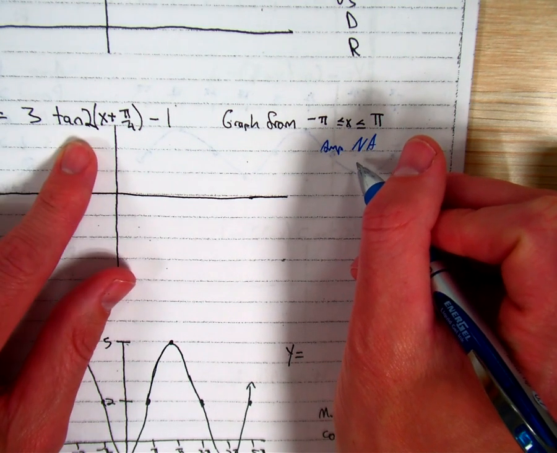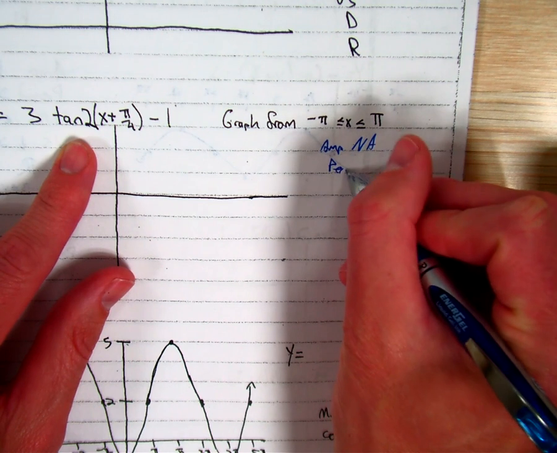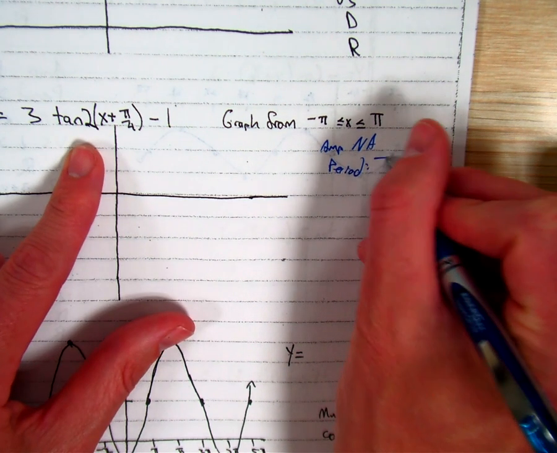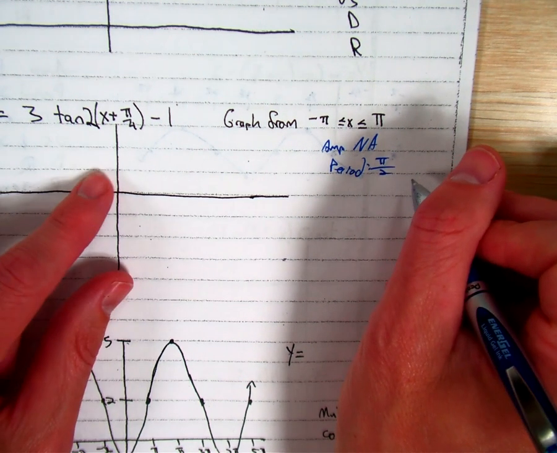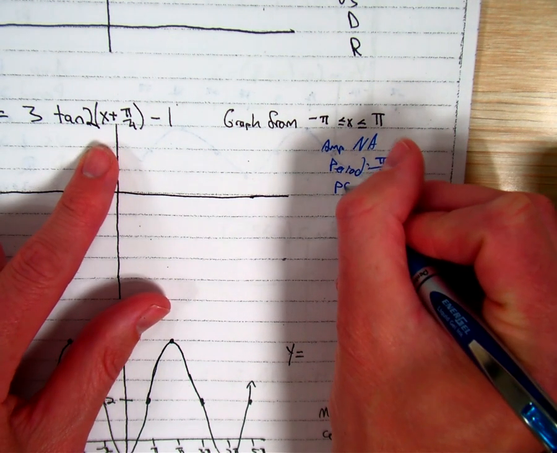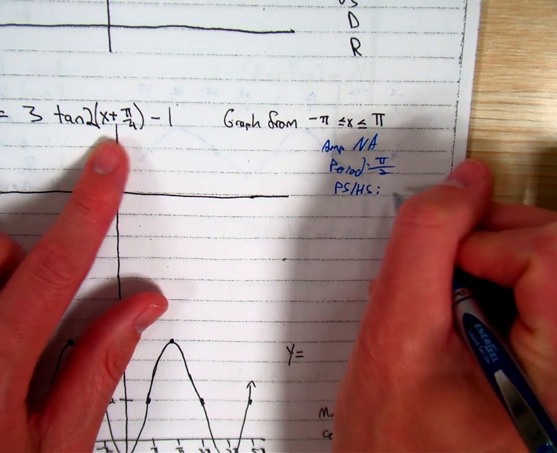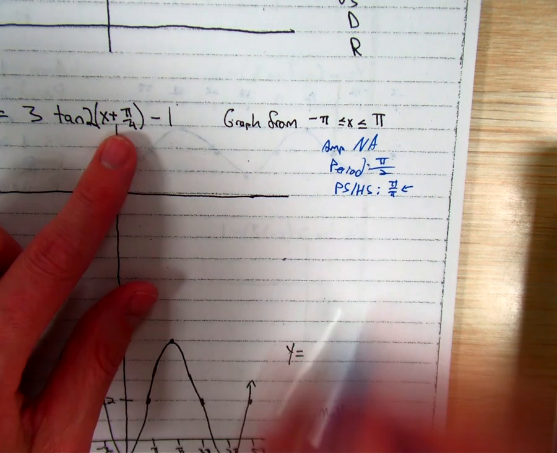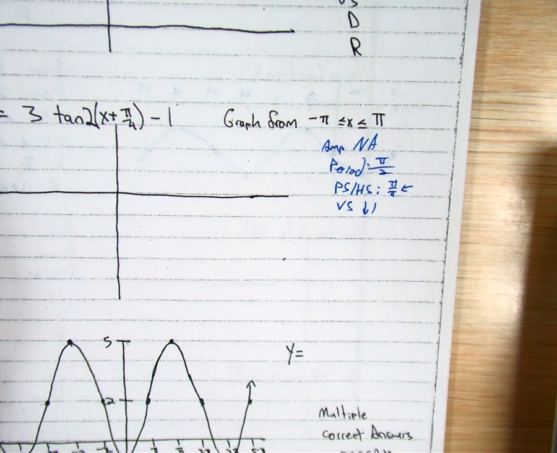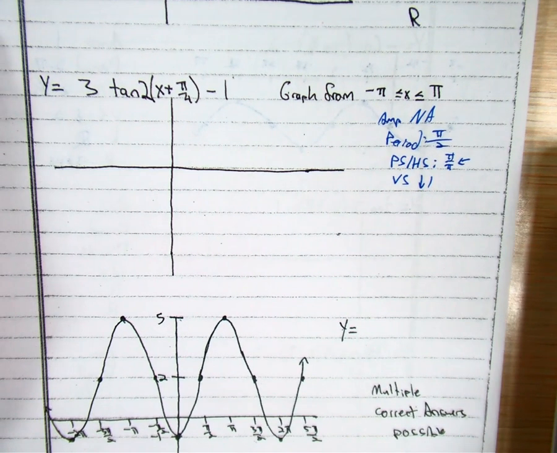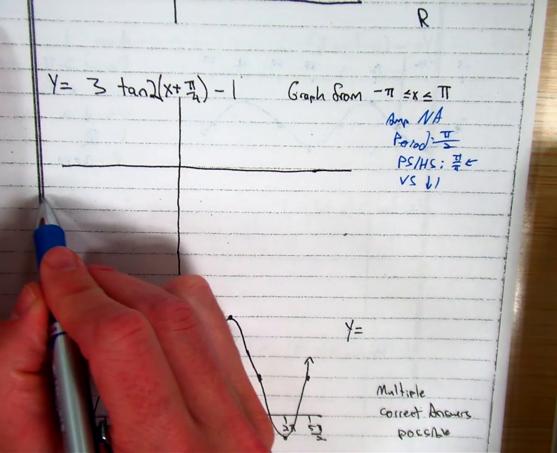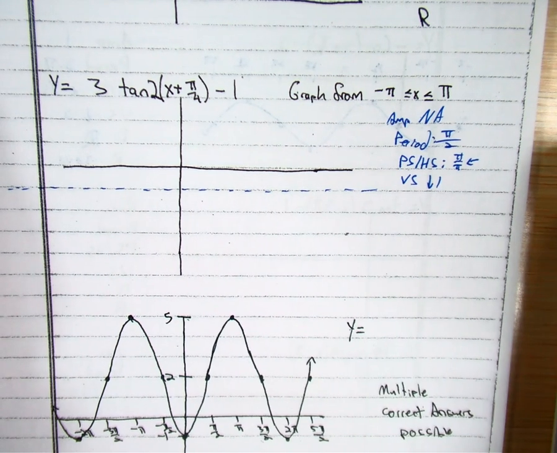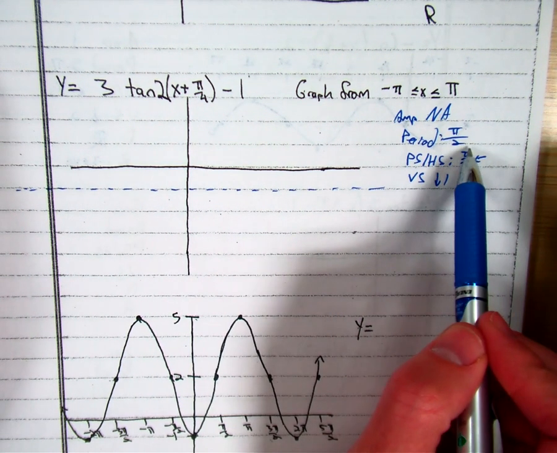Then we have period. Normal period is pi, but we have a times 2, so we're going to divide it by 2. Pi over 2. PSHS, phase shift, horizontal shift, we are pi over 4 to the left. And our VS is down 1. So VS, we're down 1. There's our new midline. Period is pi over 2.